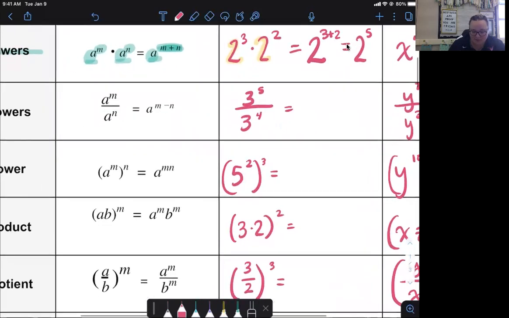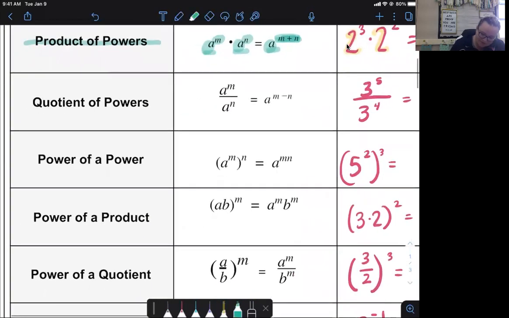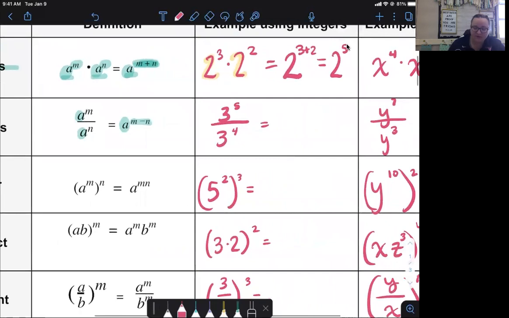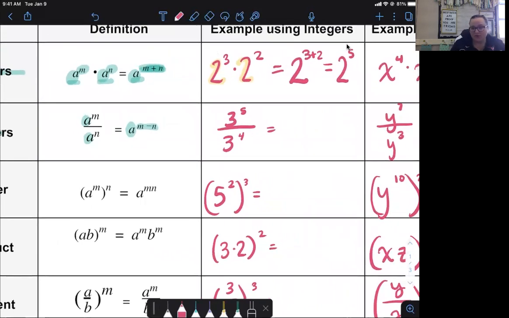Now we have a to the m over, this definition is the quotient of powers. A to the m over a to the n. Again, these bases are the same. When I divide and I have the same base, I can again combine them into one with the same base, and then this time I subtract my exponent. So a to the m over a to the n becomes a to the m minus n. So here we have 3 to the fifth over 3 to the fourth. Well, then the bases are the same. They're both 3. We keep that base. We subtract the exponents, 5 minus 4, which would be 3 to the first, or just 3.